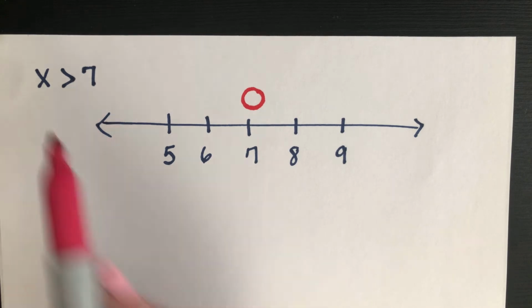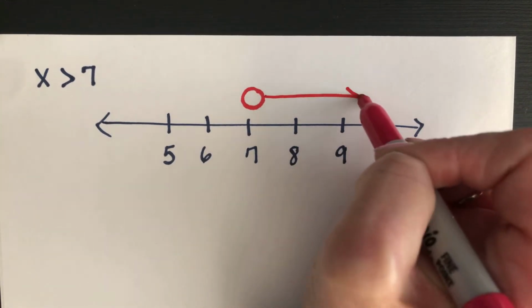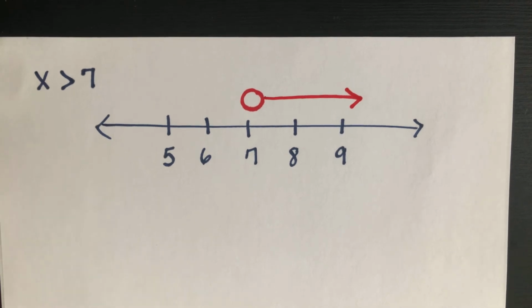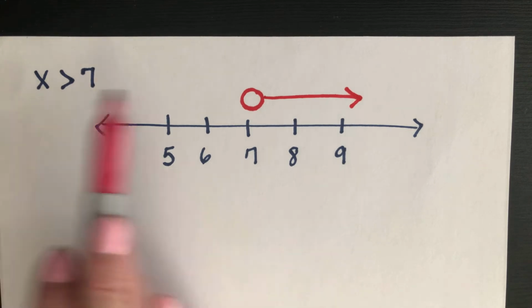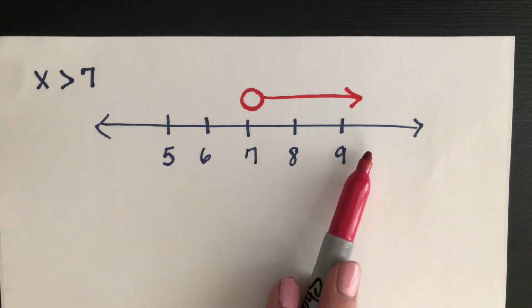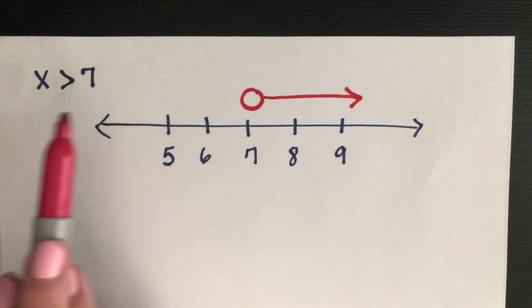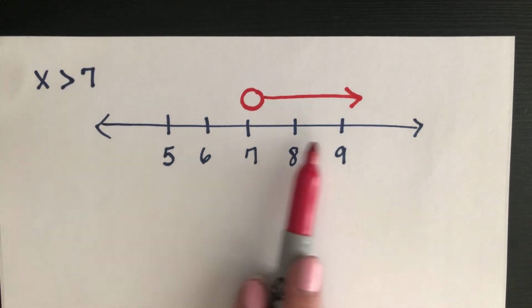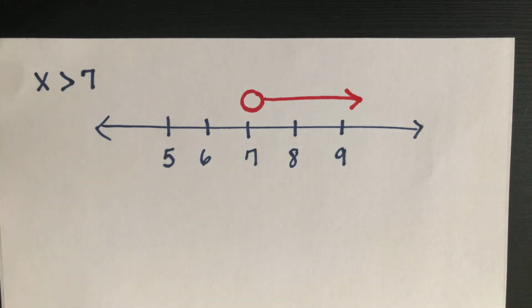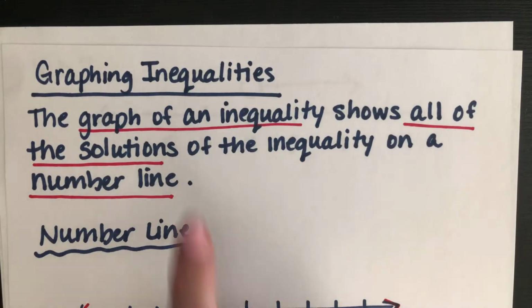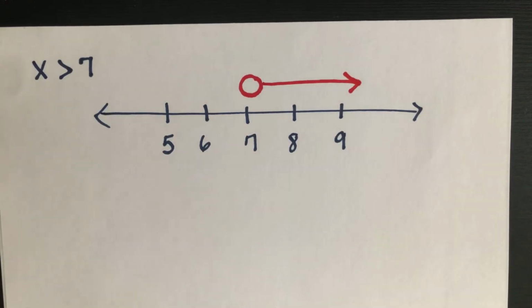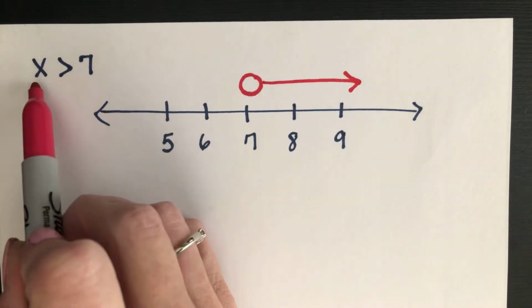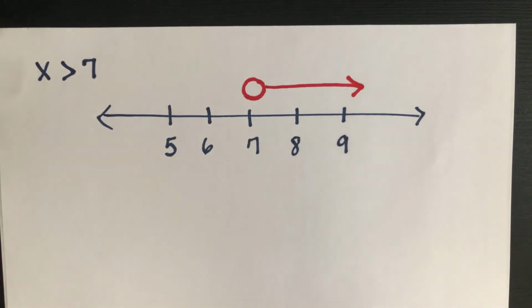And X is greater than 7. Well, if something is greater, it's bigger. So we're going to go off to the right because we want our numbers to be bigger. So we could plug in 8 for X, 9 for X, 10 for X, 100 for X. We could plug in any of those values for X. So when we said that the graph of an inequality shows all of the solutions of the inequality on a number line, we're showing you that X can equal anything that's above 7.